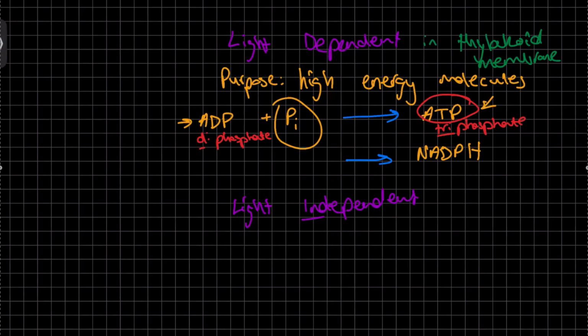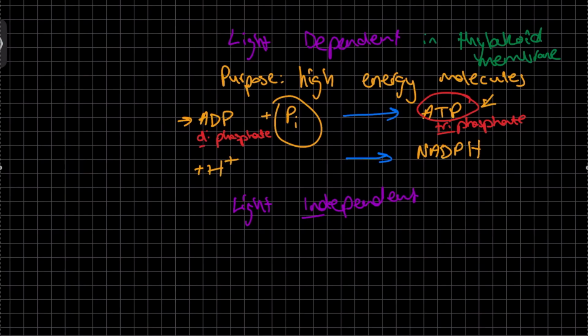Our NADPH, however, is produced from a reaction that adds hydrogen molecules or protons to NADP+, which is known as the low-energy counterpart of NADPH. So just like ADP, our NADP+ is known to be the low-energy counterpart of NADPH. When we add a hydrogen to it, it becomes the high-energy molecule known as NADPH.